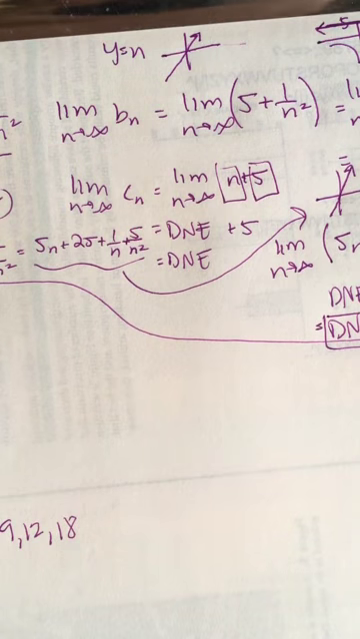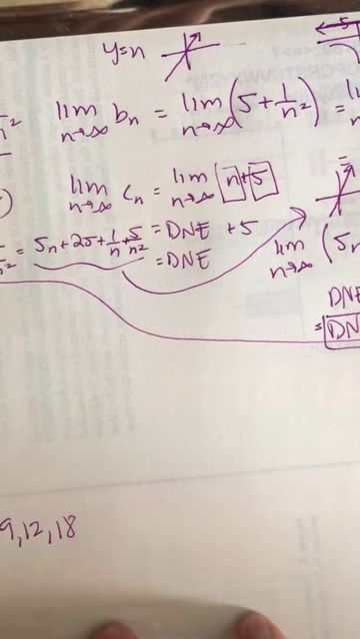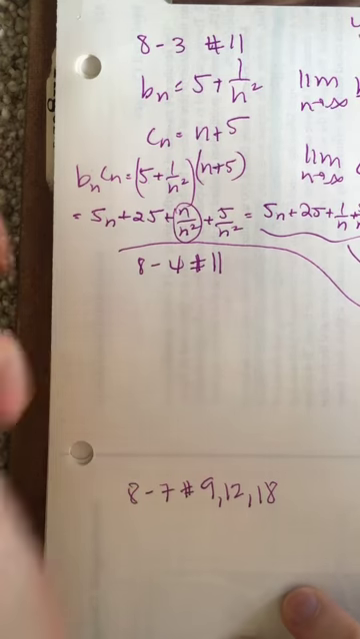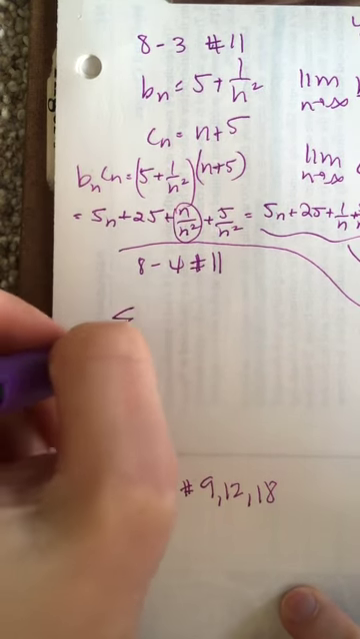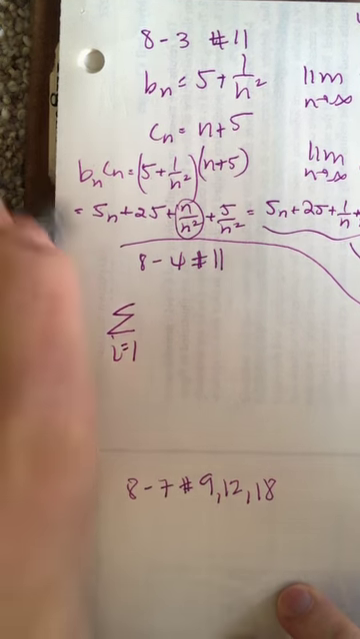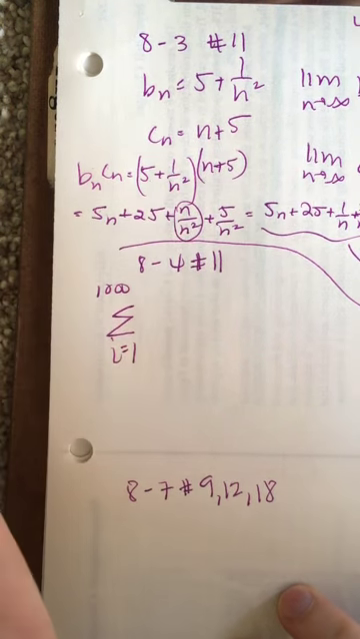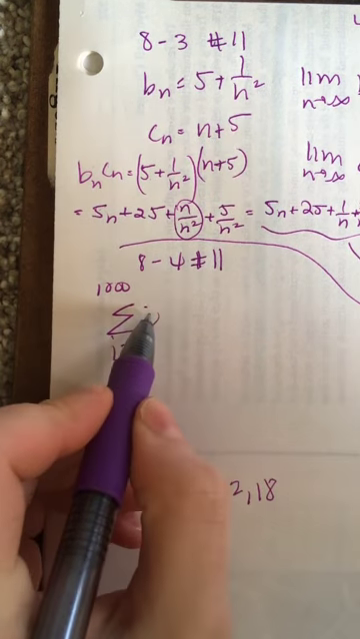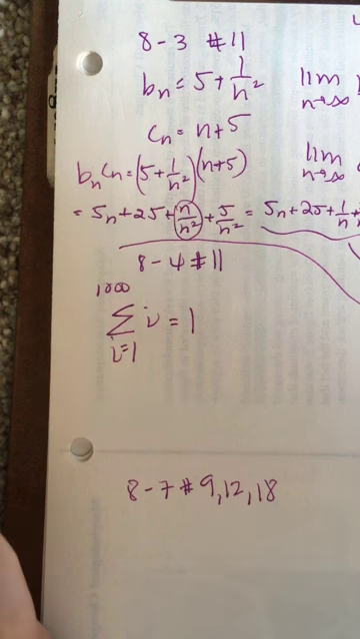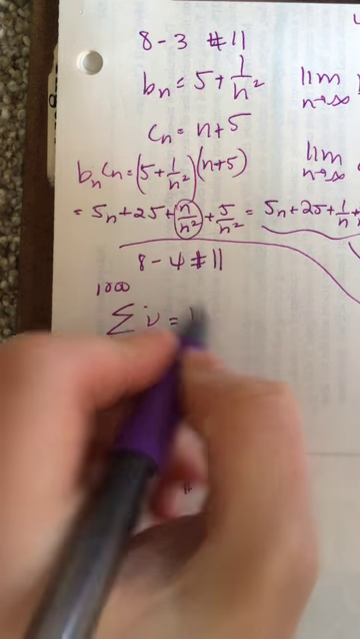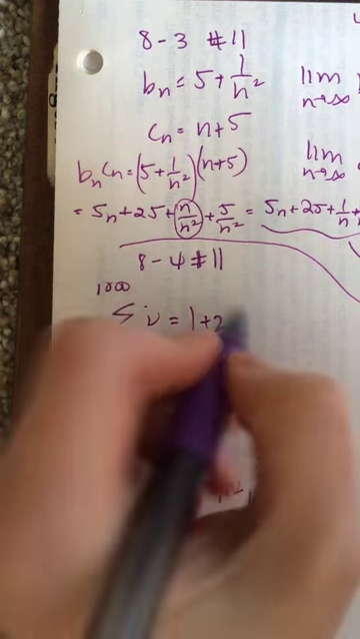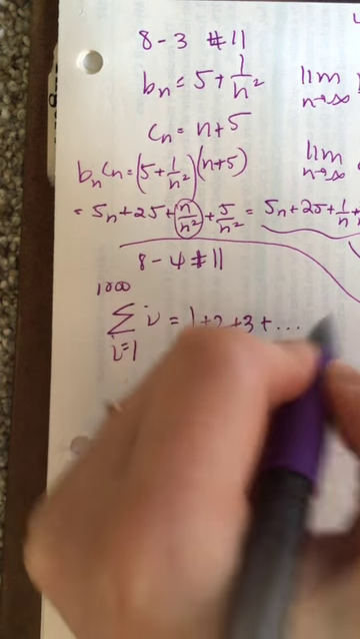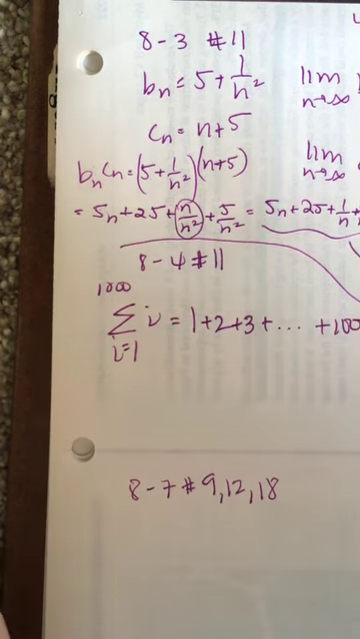All right, 8.4, number 11. 8.4 number 11 is summation i equals 1. So index of 1, my upper bound is at 1,000, and I want it of the argument i. So I'm going to plug in 1 for i. Then my index increases to 2. Plug in the 2. Then my index increases to 3. I'm going to do that all the way up to 1,000.